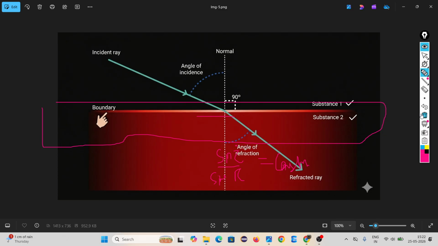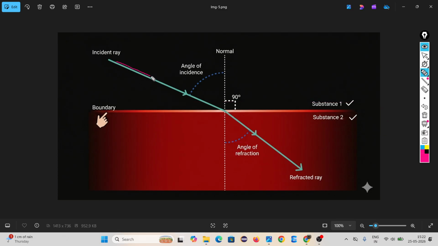Then this is the phenomenon. Look, the light is coming from one medium. Then after the boundary, it enters into the second medium, and in the second medium it changes its path.